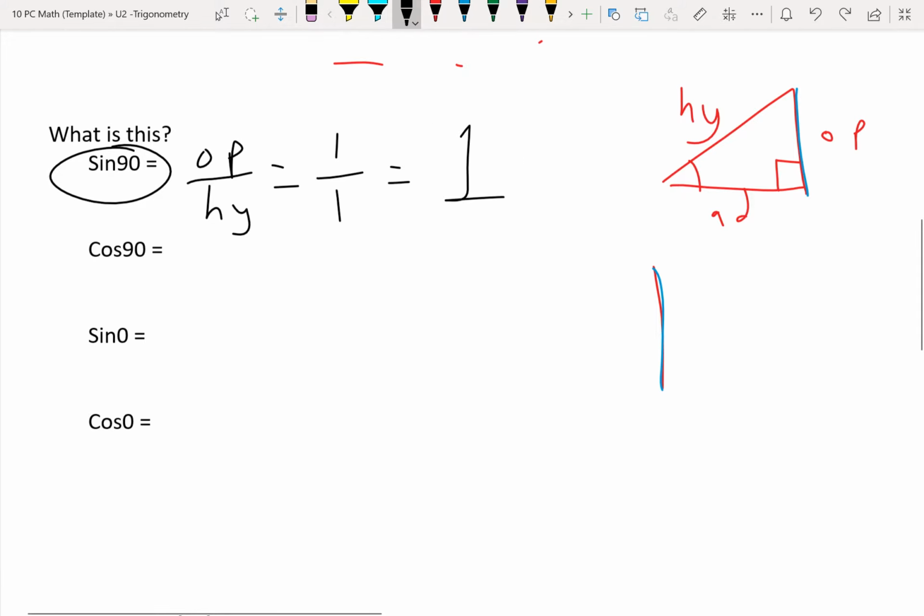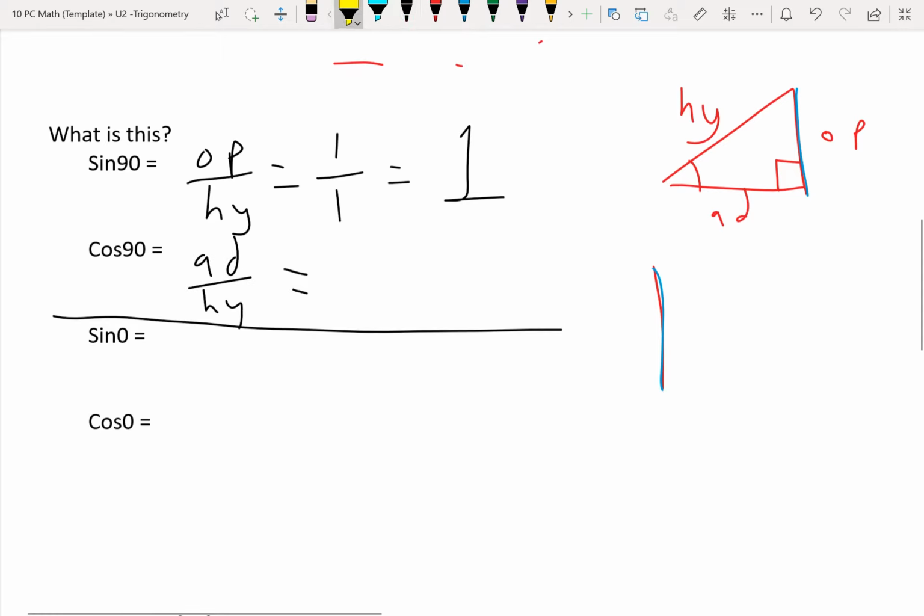Whereas if we do our cosine, let's try and figure that one out. That one's going to be adjacent over hypotenuse. So when we do adjacent over hypotenuse, this was our adjacent here, but now our adjacent is 0. It's gone, okay? It's been smushed into oblivion. So that is going to be 0 over 1, whatever hypotenuse was, which is 0. That's why sine 90 is 1, cos 90 is 0.